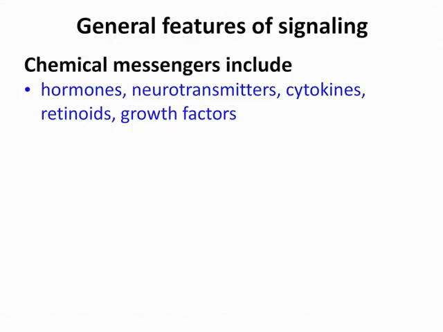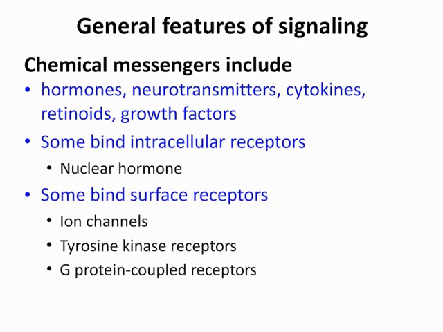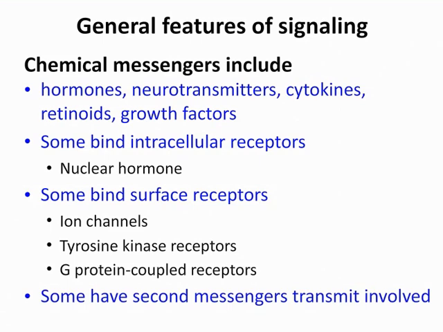So we have several different types of chemical messengers. We got hormones, neurotransmitters, cytokines, retinoids, growth factors. Some chemical messengers can bind intracellularly, some can bind on the surface. So just be able to tell me all the different types of examples. If I ask you, what is an example of an intracellular receptor? Then nuclear hormone would be an example. If I ask you what are some type of surface binding receptors, then we have ion channels, tyrosine kinase receptors, and G protein-coupled receptors. So expect some of these questions.